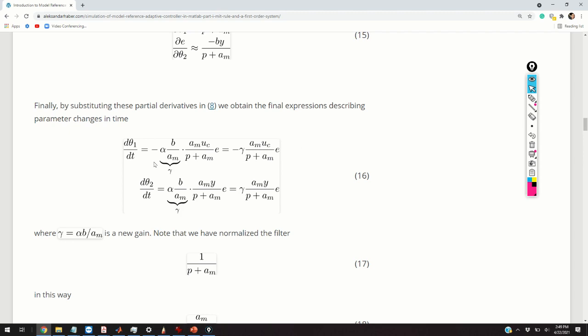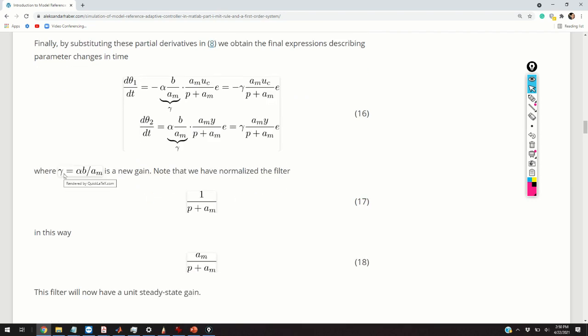And the final expression for d theta 1 becomes minus gamma am times uc over p plus am times error. Now, everything here is computable if we specify gamma, and we can freely choose gamma. You will see later on in Matlab simulations how the parameter gamma influences the system dynamics. We do a similar trick with d theta 2 over dt, and we obtain the final expression given by this equation. And as I said previously, alpha times b over am is a new control gain.